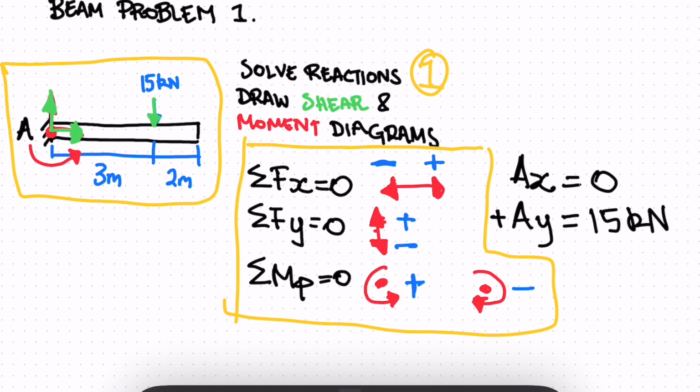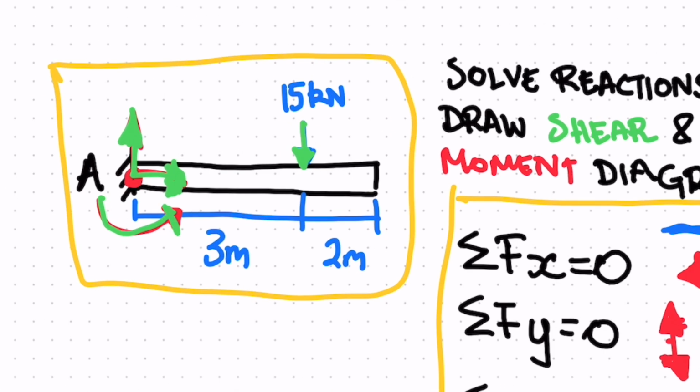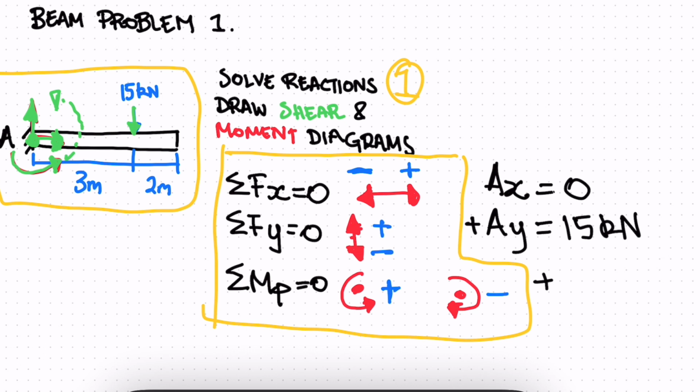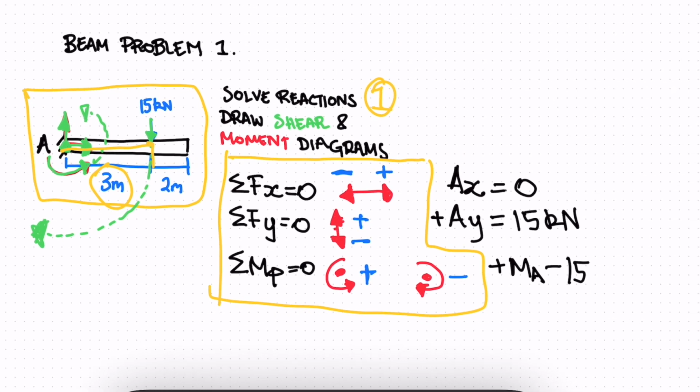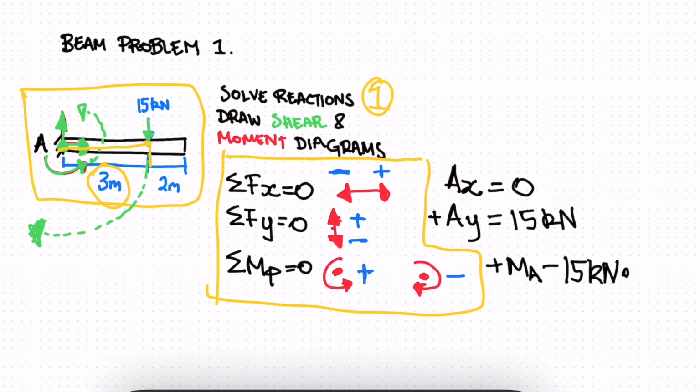And then we have our moment. This moment is acting at our point A, and it'll be going in the anti-clockwise direction, right? So we can write positive MA, and then we have a negative moment acting in this direction around that point, and the distance is 3 meters. So we have minus 15 kilonewtons times 3 meters, and that will be equal to 0. So our moment around point A is equal to 45 kilonewton meters.